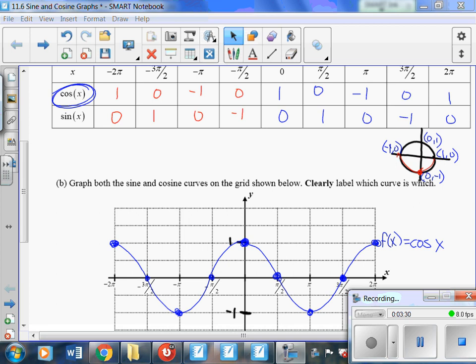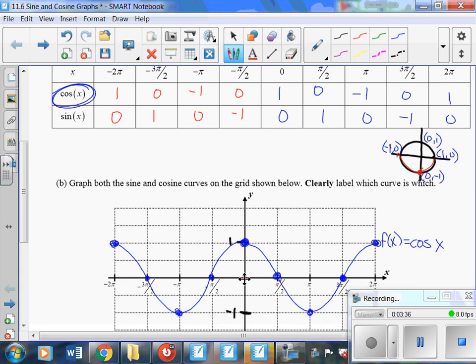All right, now we're going to do the same thing for our sine graph. The sine graph, why don't we do that one in red? The sine graph at 0 starts at 0. So I'm going to look right here at 0. So at 0 degrees or 0 radians, it starts at 0. At pi over 2, it moves to 1. Then it goes to 0. It comes down to -1, comes back up to 0 again.